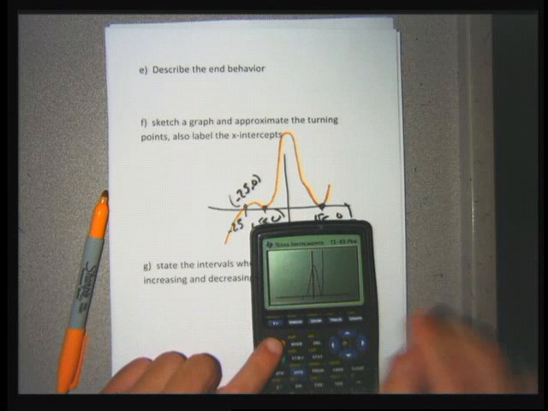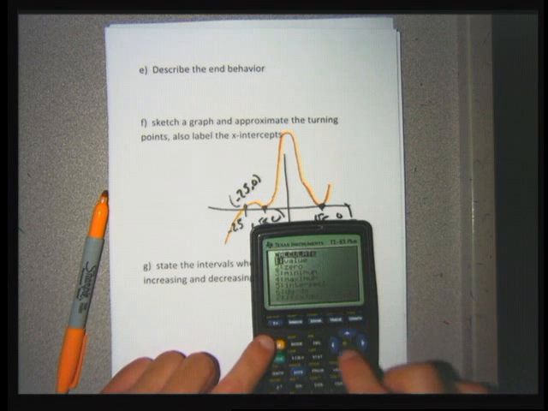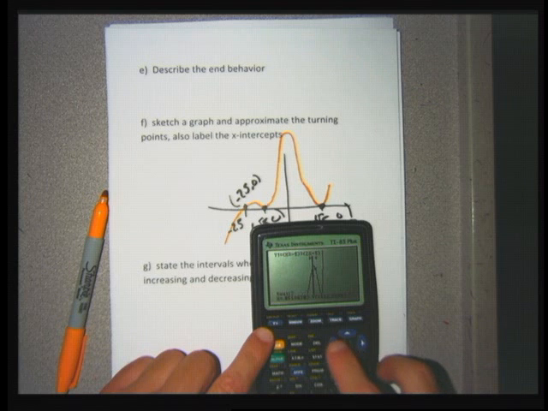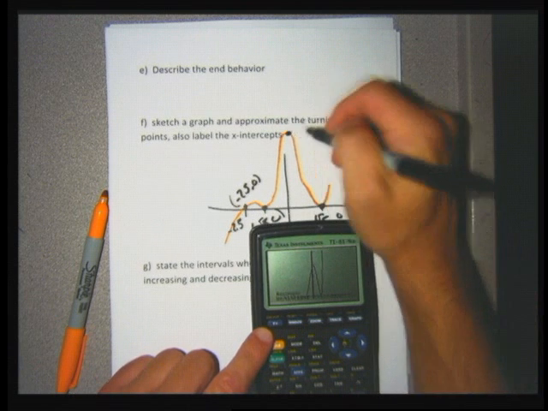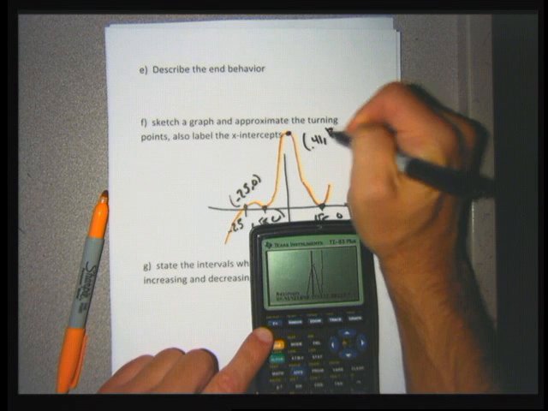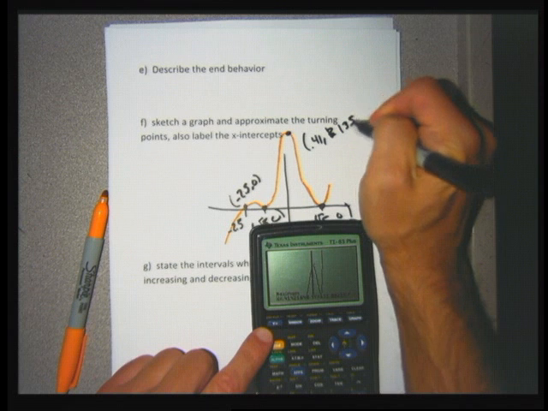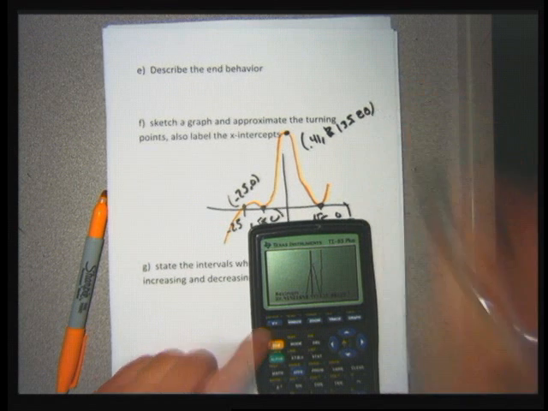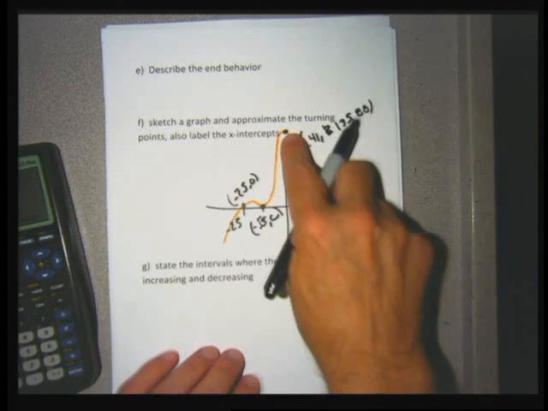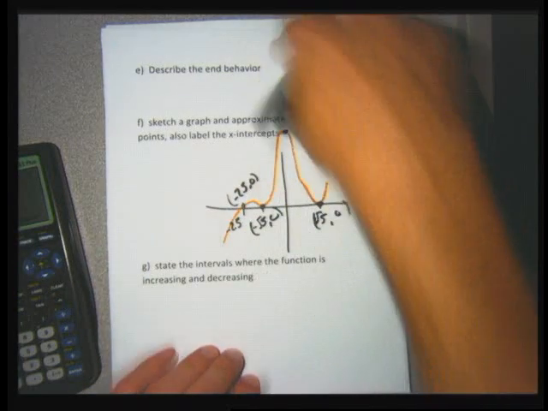That's a maximum. I do that by going second calc, going down to number 4 that says maximum, trace to the left of the high point and hit enter, trace to the right of the high point and hit enter, and then get as close as I can to the high point and hit enter, and I get 0.41 comma 135.88. That's the best I can do, and this probably should really be way up here, but this is accurate enough.